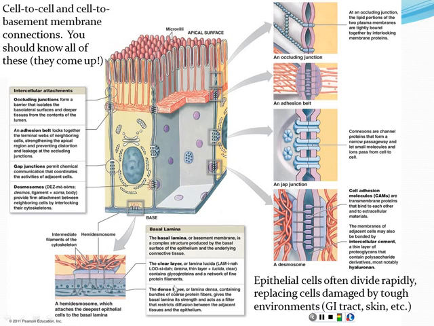It has a clear layer and a dense layer. Okay, the clear layer is not surprisingly clear, at least under the microscope. And then the dense layer is not clear. That's where all the strength of the basement membrane comes from.